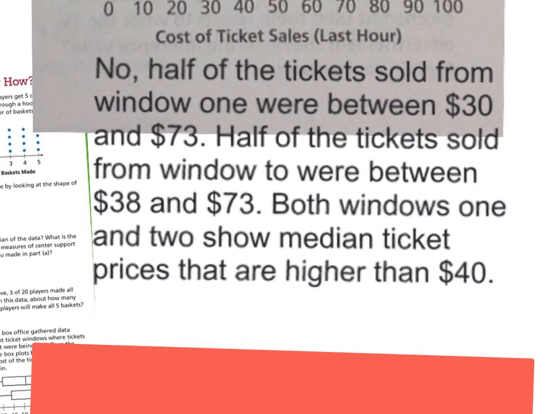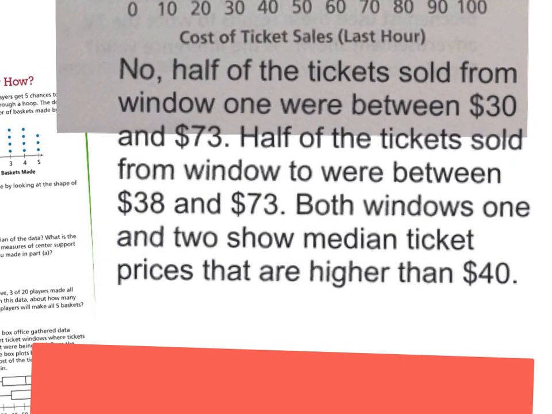Half the tickets sold from window 1 were between $30 and $73. Half the tickets sold from window 2 were between $38 and $73. Both windows 1 and 2 show the median ticket prices higher than $40. So the median's higher than 40. The one median's 50, the other one's 60. So that means even half of the tickets are more than that. And that's kind of like an average of, you know, where the middle of those is. So it looks like they are actually more expensive than the $40.